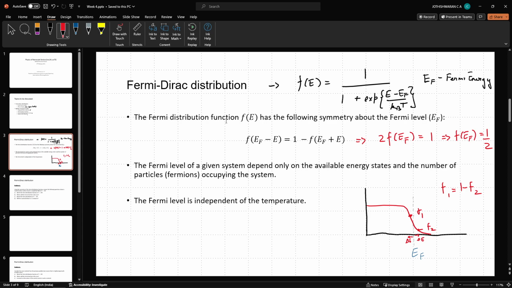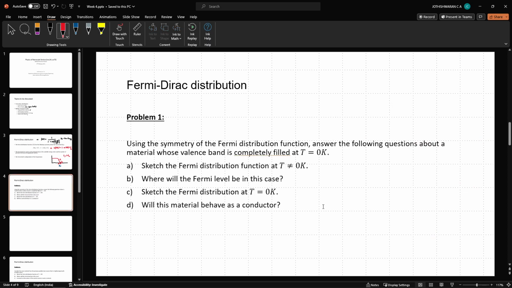So this is the last part of the things that I wanted to cover on the Fermi distribution function. So now let us go to some problems. Now we shall use the symmetry property of the Fermi distribution function to do the following. We shall consider a material whose valence band is completely filled at T equal to 0 Kelvin.